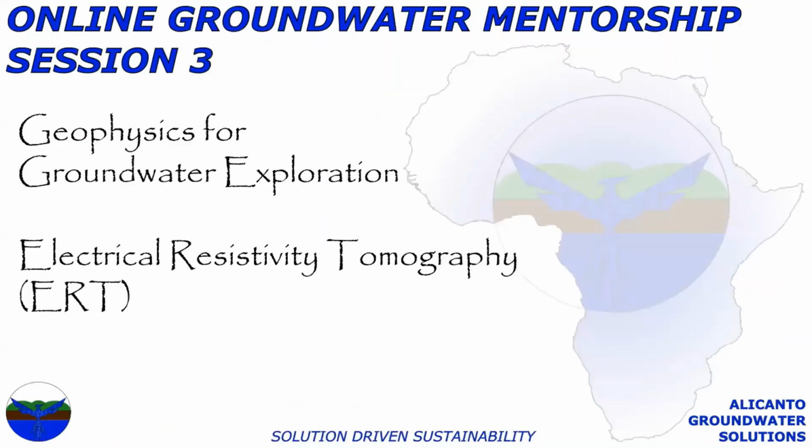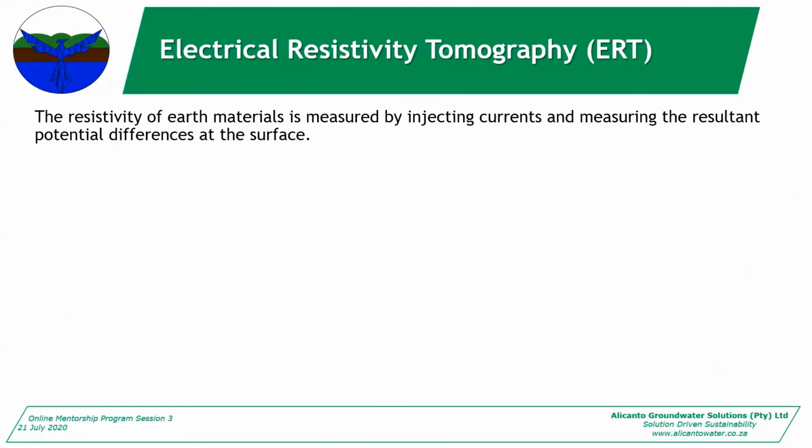Okay, electrical resistivity tomography, or ERT, or just resistivity. That's one of the methods we use more in Africa, your tropical, subtropical zones, where you've got thick weathered zones and you don't have that much information about your underlying geological conditions. Resistivity is measured by injecting a current and then measuring the resultant potential differences at surface.